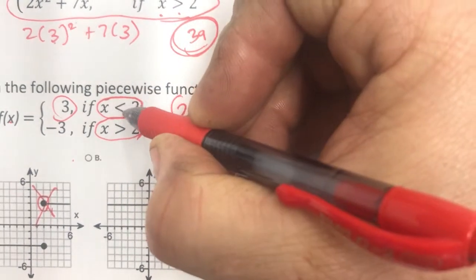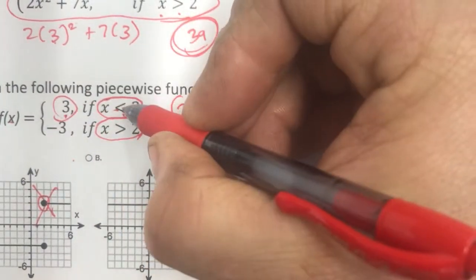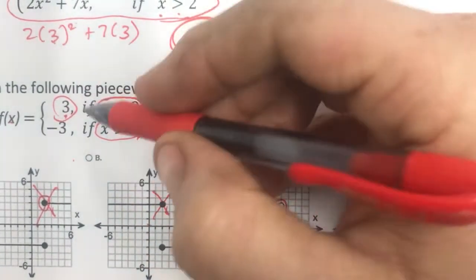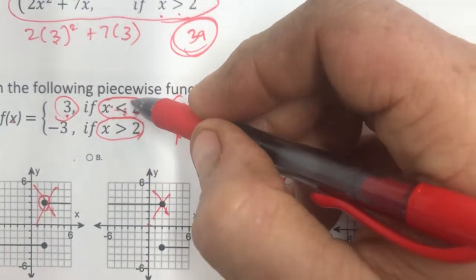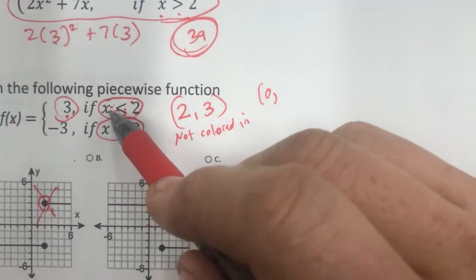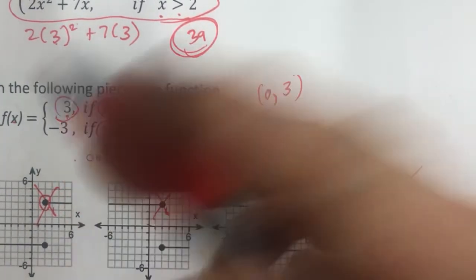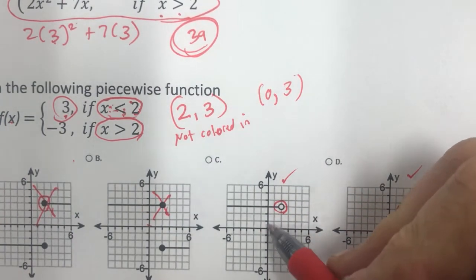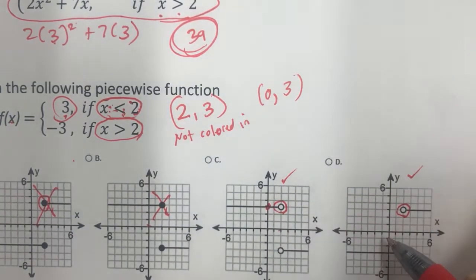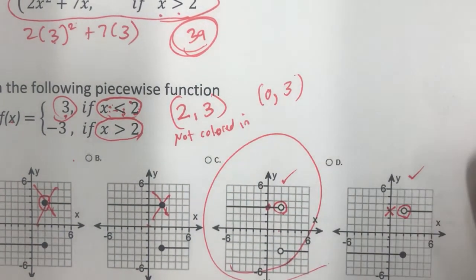Now, if x is less than 2, it's still 3. So you've got to figure out a value of x that's less than 2, like 0. 0 is less than 2. All right, well, if x is 0, it's still going to be 3, because that's what the function value is. It's just 3. So I look for 0, 3. Is 0, 3 on this one? Yes, it is. Is 0, 3 on this one? No, it's not. So there's my graph right there.